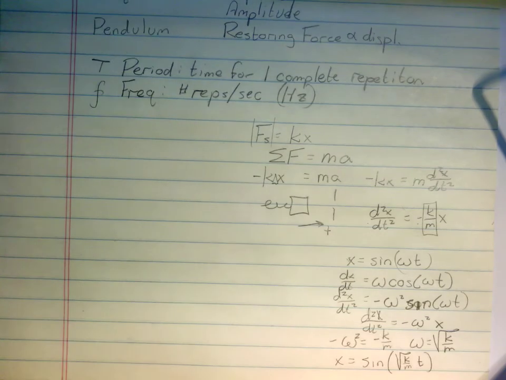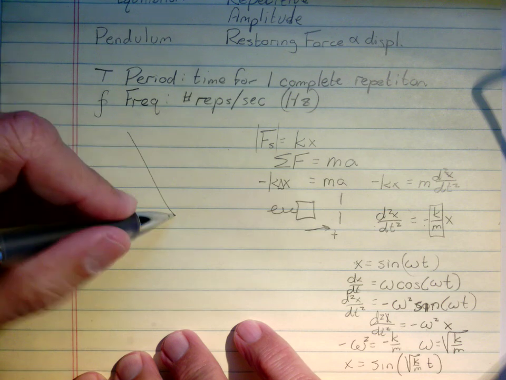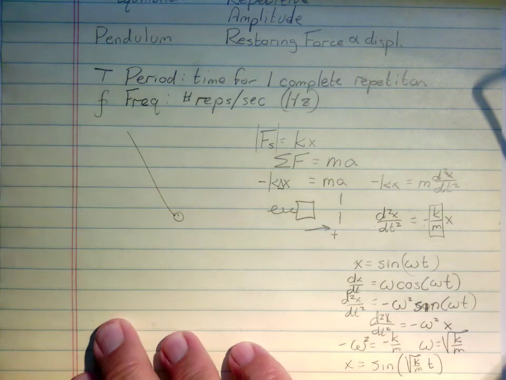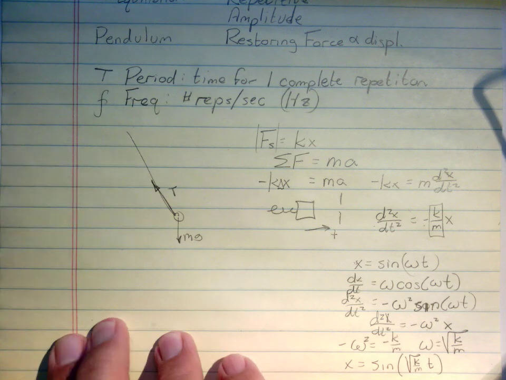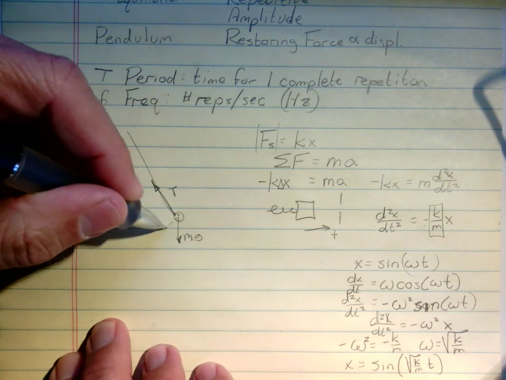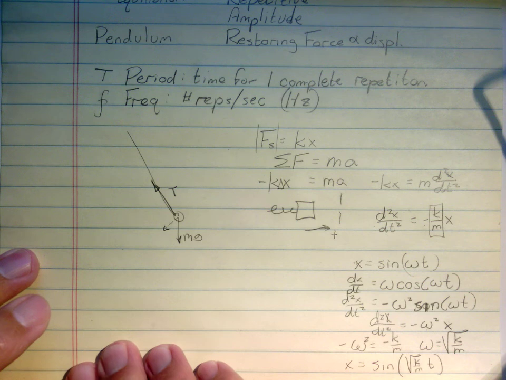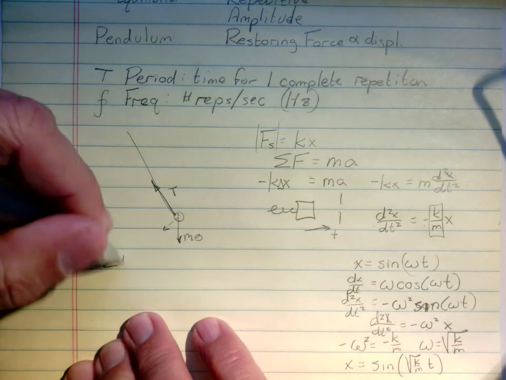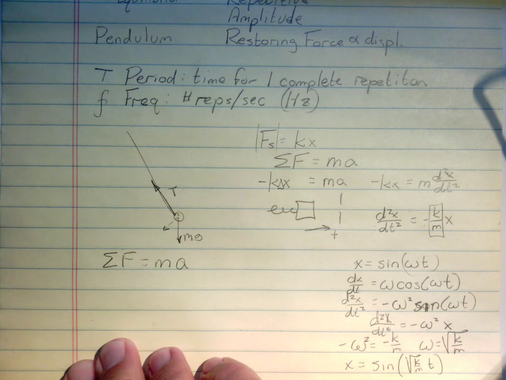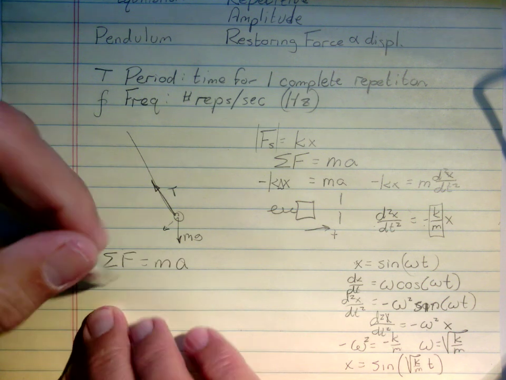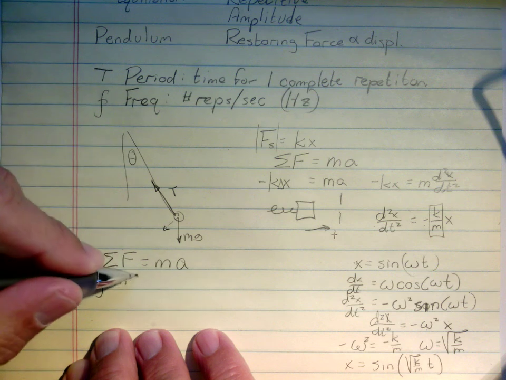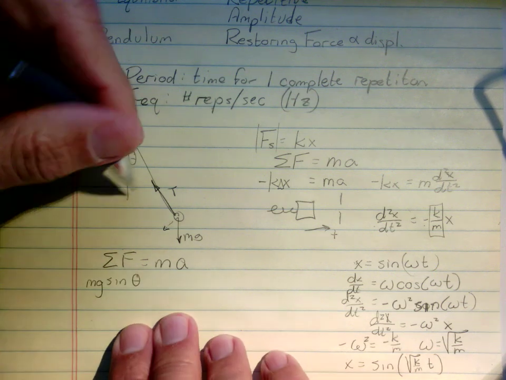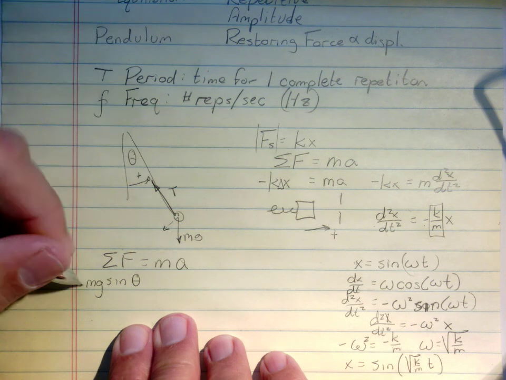Pendulum's a little trickier. Okay, pendulum, if I think of this, the restoring force, what we have is mg and we have tension. And the restoring force is the component of mg in that direction, perpendicular to the string. So the restoring force is going to be equal to mg times the sine of the displacement angle, theta. Okay? And if we call this positive, the force is in the negative direction.